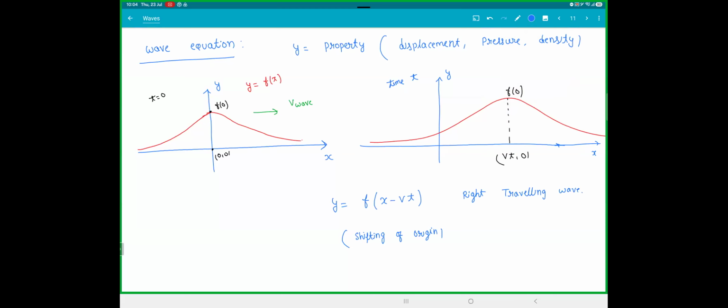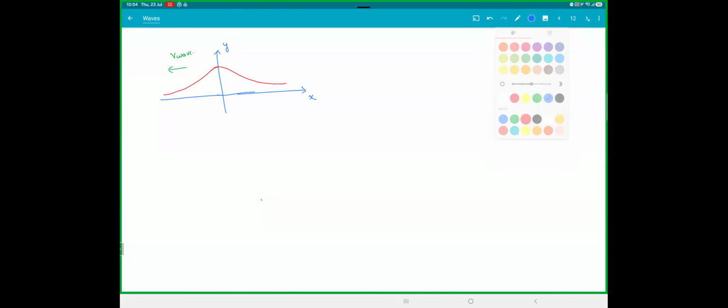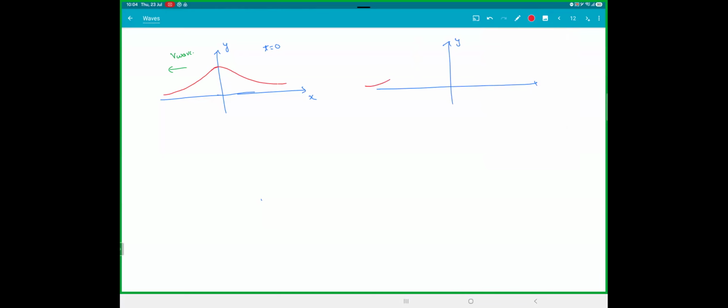Suppose the wave is traveling backward. This can be a little confusing. So this is the bump, and this bump is traveling backward. This is at t equals 0. It's like you're taking a photograph. After some time, if you take a photograph, this bump won't be at the same place. This bump would have moved a little forward.